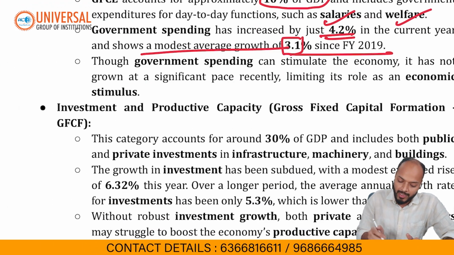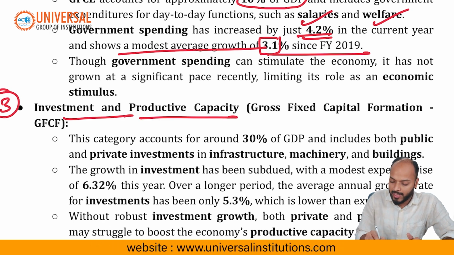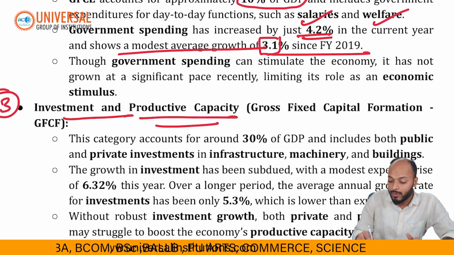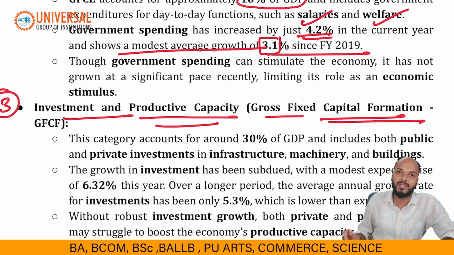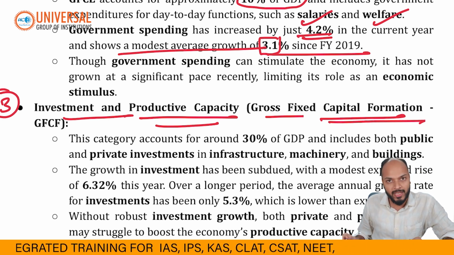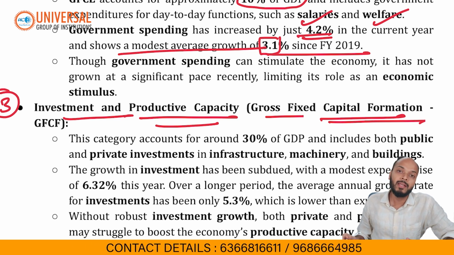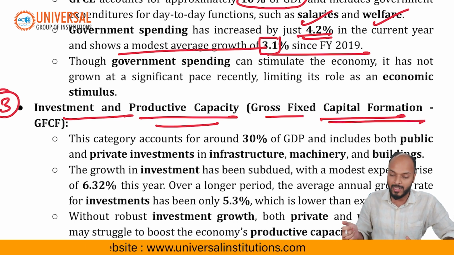The third component of expenditure is investment and productive capacity, meaning gross fixed capital formation, the investment which the government as well as the private sector makes in order to create infrastructure or new capacities, for investment purposes.